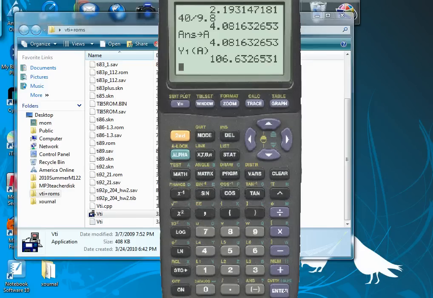That was part A and part B. What's part C? How long does it take before it hits the ground? How long is it in the air?